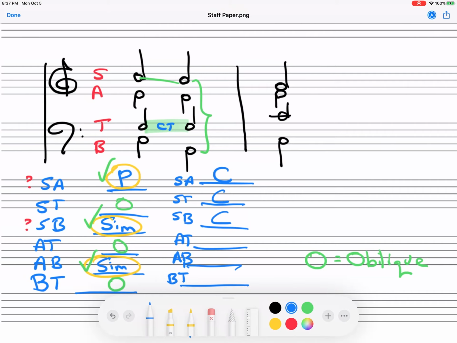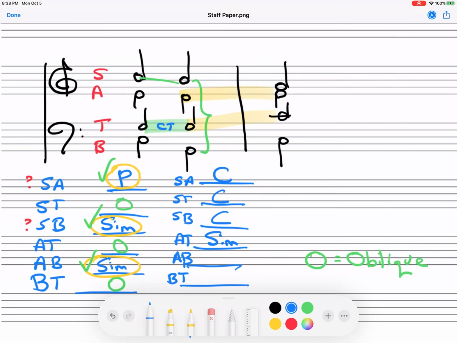This is parallel fifths. So, okay, alto and tenor. Here, they're moving in the same direction, and we have to check to see if they're parallel or if they're similar. Well, the alto is stepping up, the tenor is leaping. So I hope you can see that because they're moving different amounts, this is similar motion.